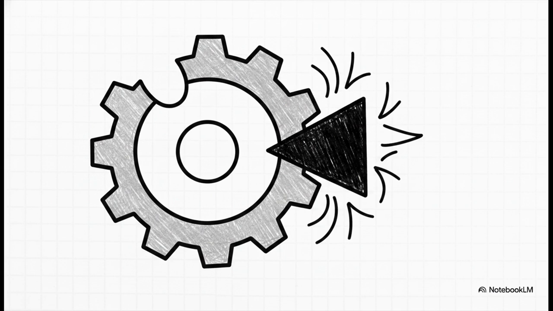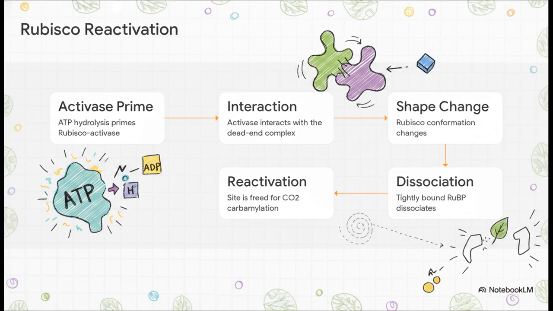But what happens if it loses that activating CO2? Well, it becomes uncarbamylated, and in this state, its substrate, RuBP, can bind to the active site incredibly tightly. This creates a dead-end complex. The enzyme undergoes a conformational change and is completely inactive. It's literally jammed. So how in the world does the plant fix this jammed machine? It actually brings in a mechanic, an enzyme called Rubisco-Activase.